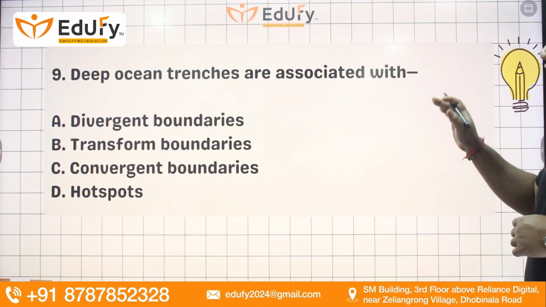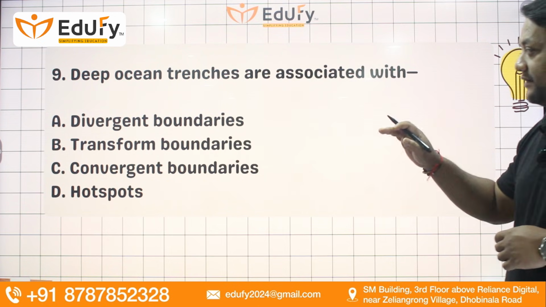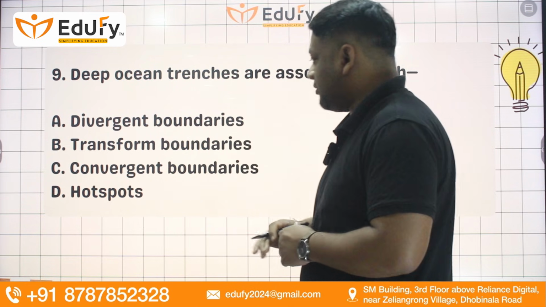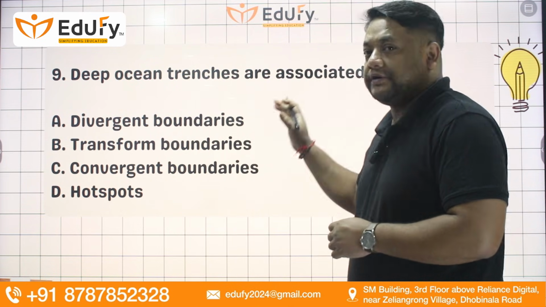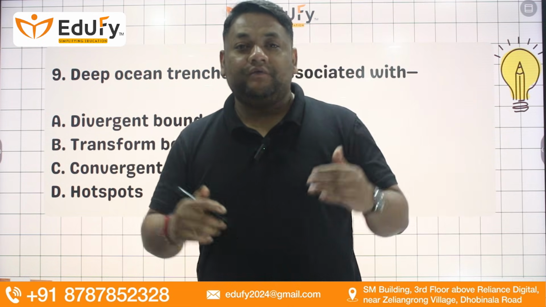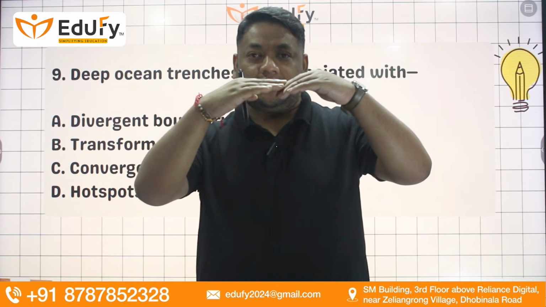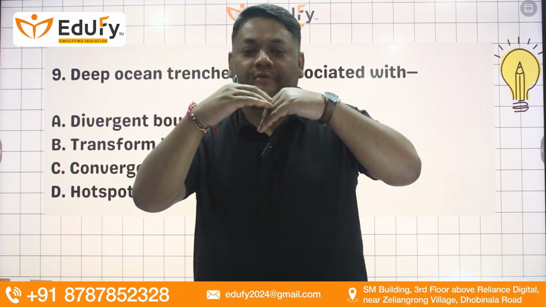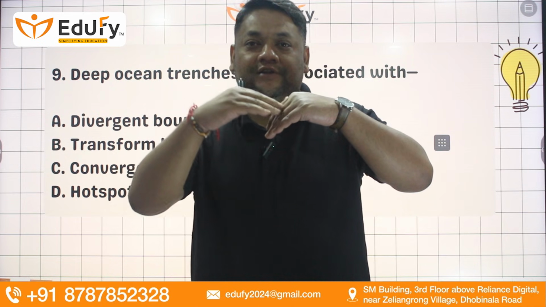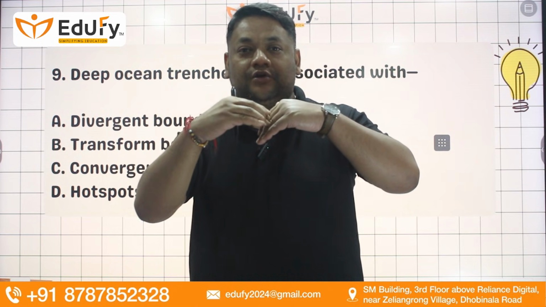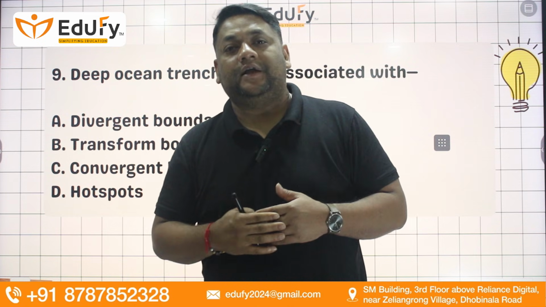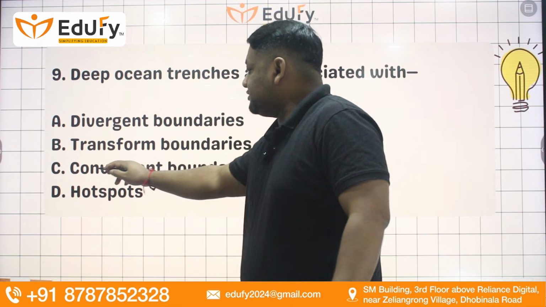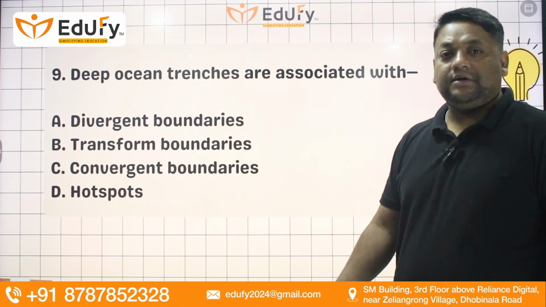Next, deep ocean trenches are associated with divergent boundaries, transform boundaries, convergent boundaries, or hotspots? Remember, deep ocean trenches are usually formed when two plates get closer and collide. When these two plates collide, they create a collision impact so deep that deep trenches form at that collision spot. That is called the convergent boundary. So technically, trenches are generally formed at convergent boundaries.